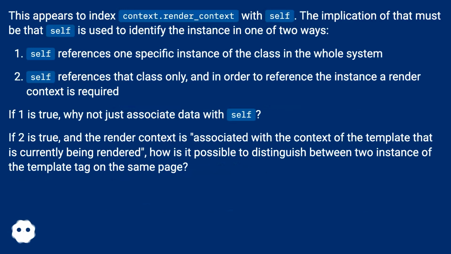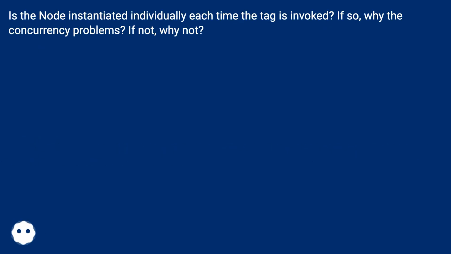The implication of that must be that self is used to identify the instance in one of two ways. One: self references one specific instance of the class in the whole system. Two: self references that class only, and in order to reference the instance a render context is required. If one is true, why not just associate data with self? If two is true, and the render context is associated with the context of the template that is currently being rendered, how is it possible to distinguish between two instances of the template tag on the same page? Is the node instantiated individually each time the tag is invoked? If so, why the concurrency problems? If not, why not?